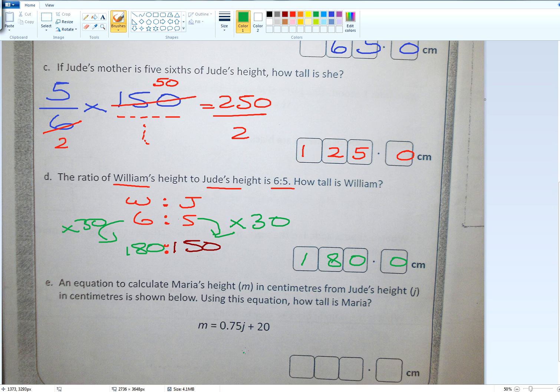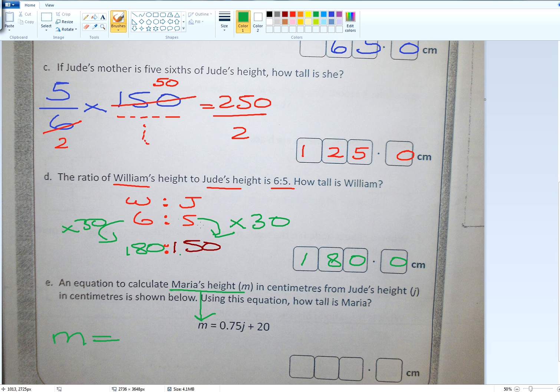Right, an equation to calculate Maria's height m. So there's Maria's height m, which is here, in centimeters from Jude's height in centimeters from below. Use the equation to work out how tall Maria is. Now let's get Jude's correct height. What's Jude's correct height? 150. So I'm just going to write over here, got more space.